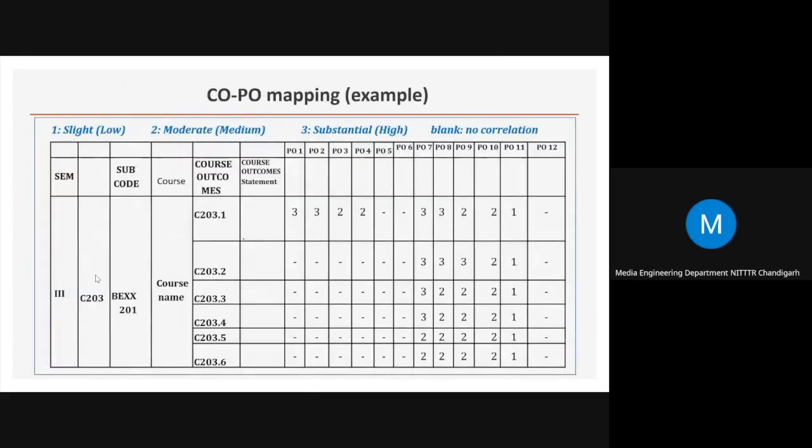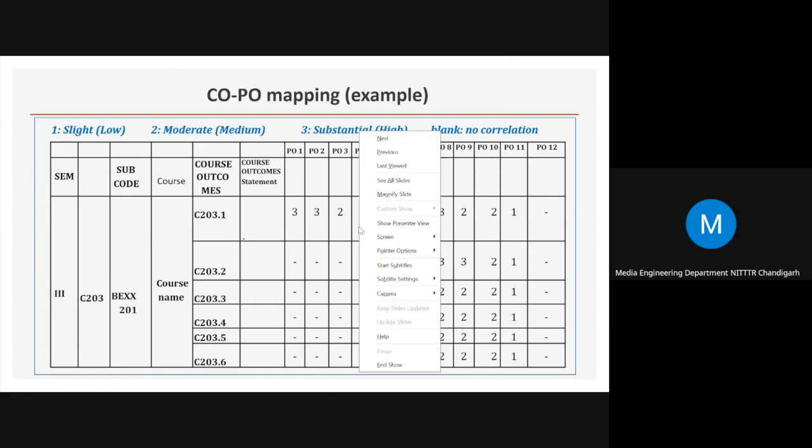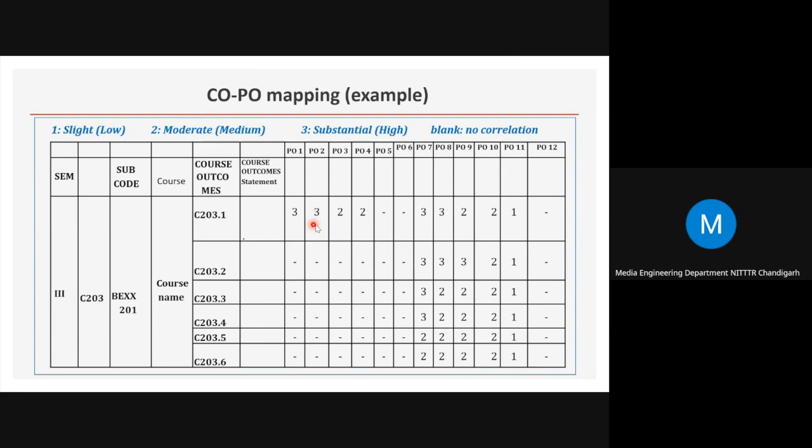So in this COPO mapping table, these values, this 3 or this 2, these are not the attainment values, but these are the association or strength of the, we can say, mapping, right? So once we have this COPO mapping table and we have calculated CO attainments as I described in the previous session, then we are ready to calculate PO attainments, right?